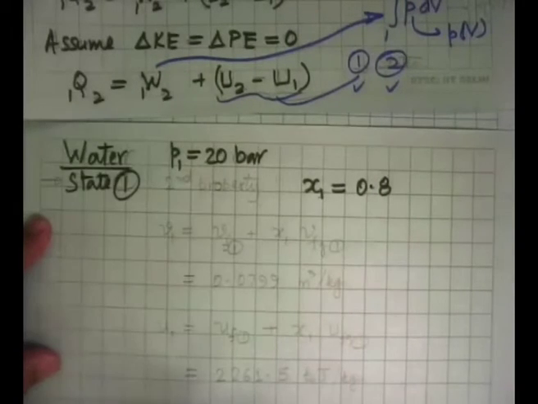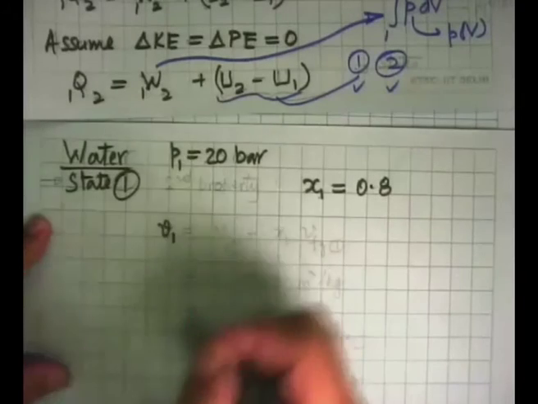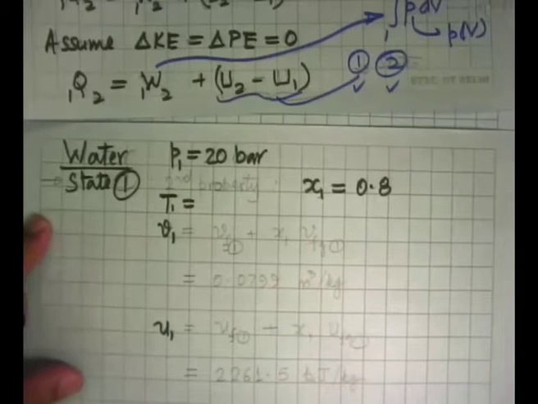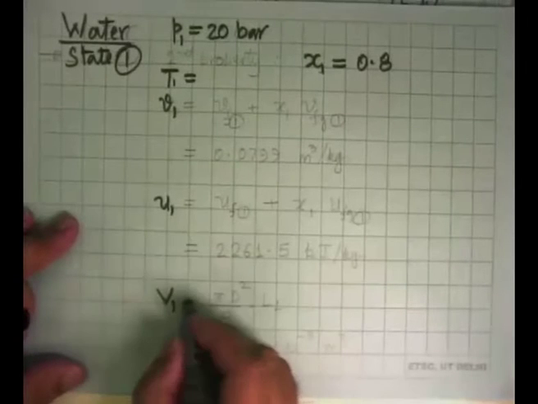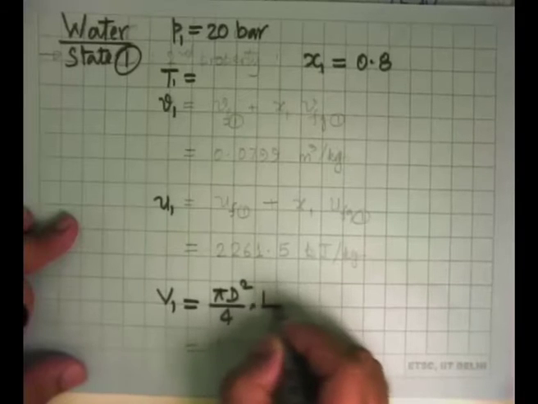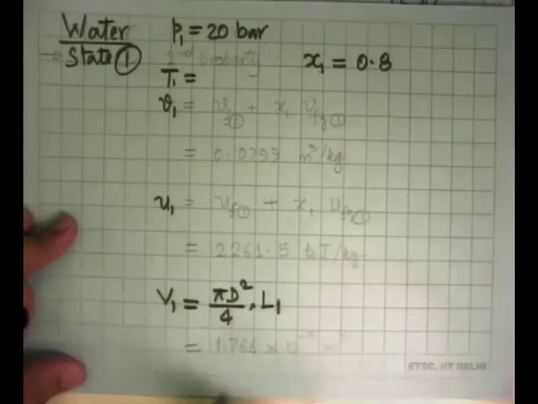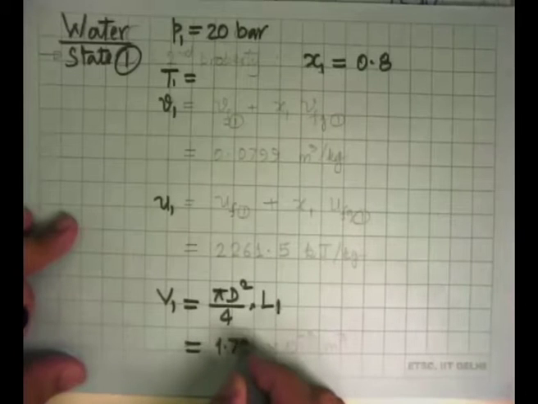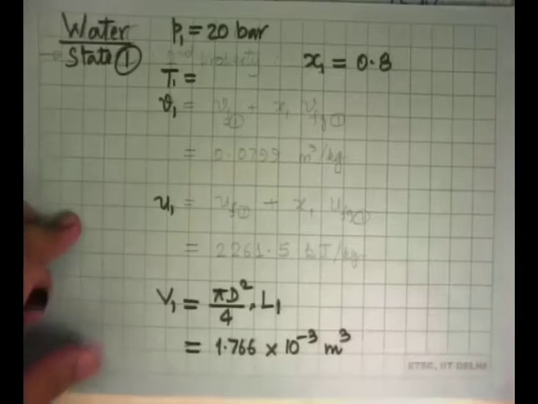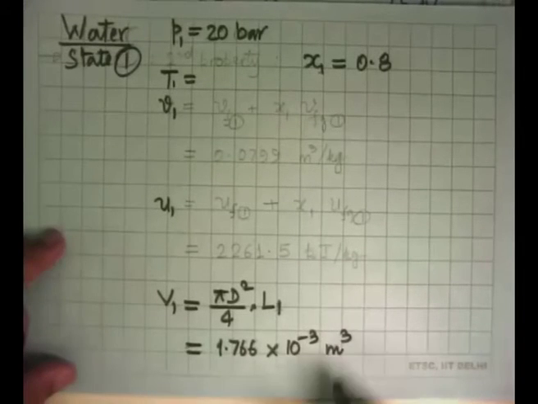So now we need to calculate all the other properties there. Say T1 is the first one, specific volume, and U1 and V1. We start with the last one, which is straightforward: the volume initially is pi d square upon 4 multiplied by L1, and d is given, L1 is given. You can do the calculation, and this is 1.766 into 10 to the power minus 3 meter cube. Please make sure that you write the units at every step.